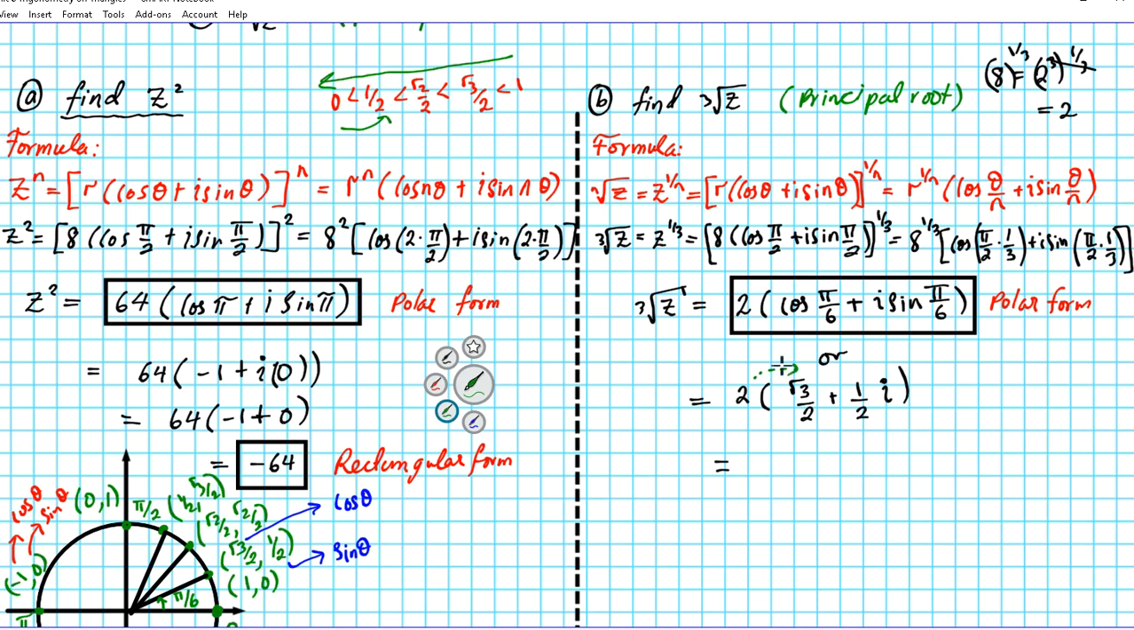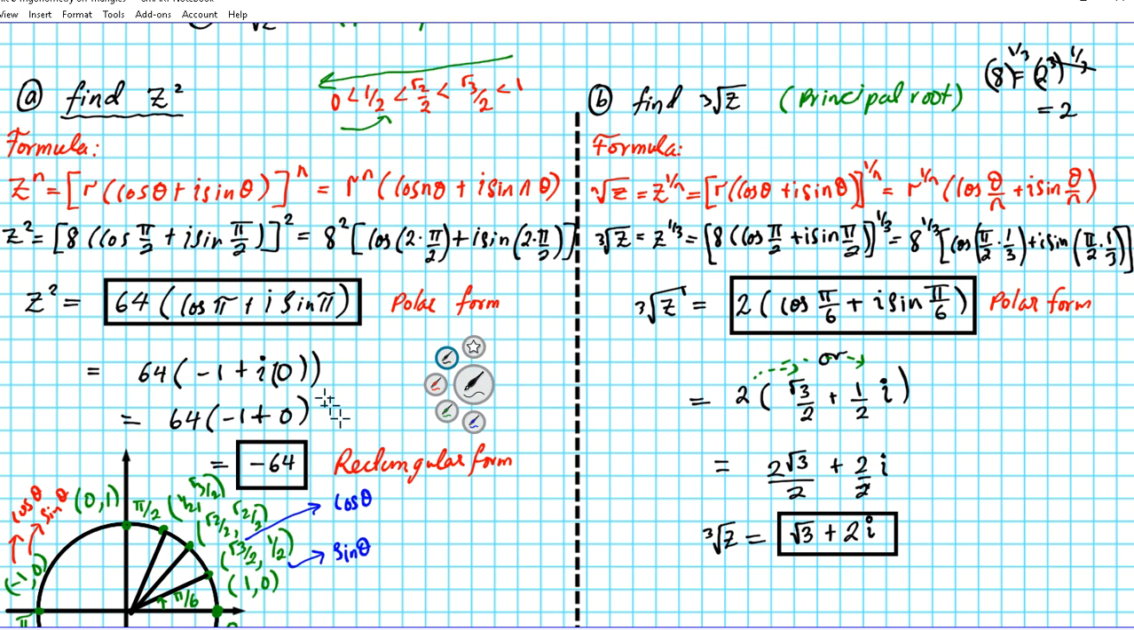So distribute the 2, the radius, in. And that's going to yield 2 root 3 over 2 plus 2 over 2i. And then when you simplify that, just divide out the 2's, you have root 3 plus i. Ladies and gentlemen, that is our result in rectangular form. That is the third root of z, or z raised to the 1/3 power.